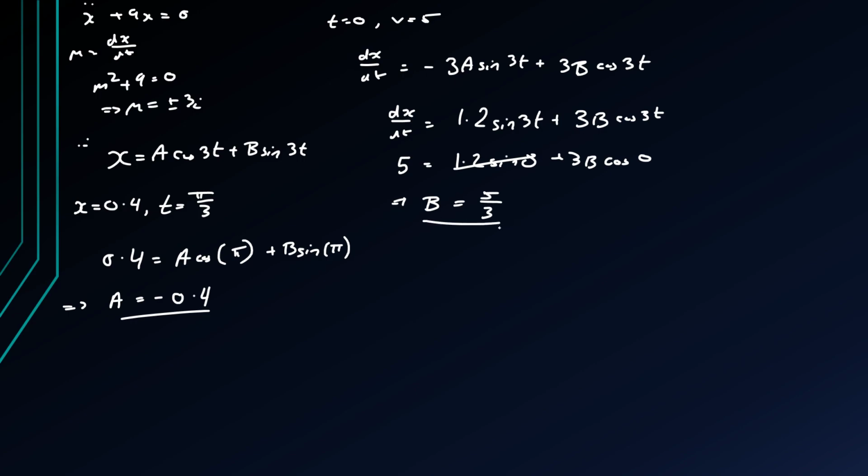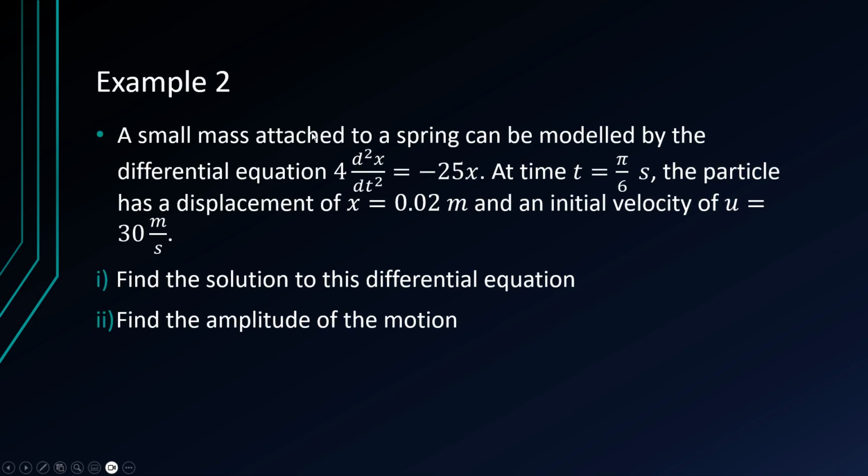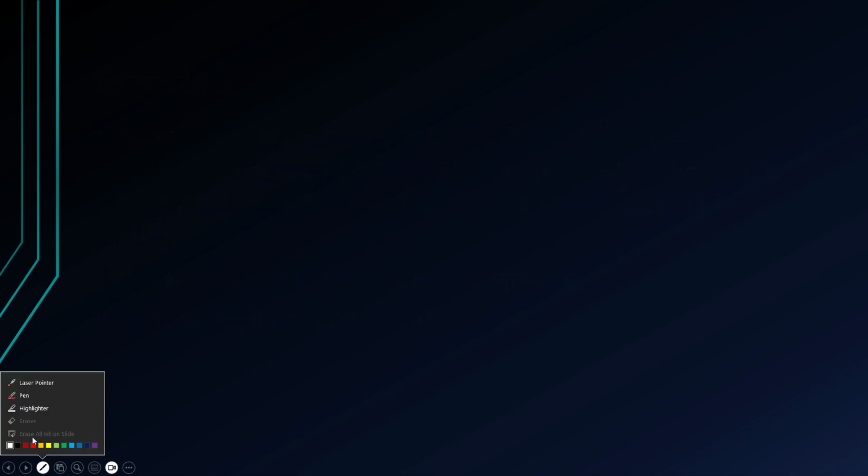So we now have that the solution to the differential equation is x equals minus 0.4 cos of 3t plus 5/3 sine of 3t. And this is our equation solved. And that's part 1 complete. Now I did actually add an extra slide for this because it would take quite a while. Oops, that's example 2. Oops.